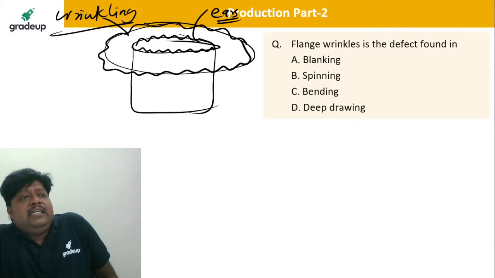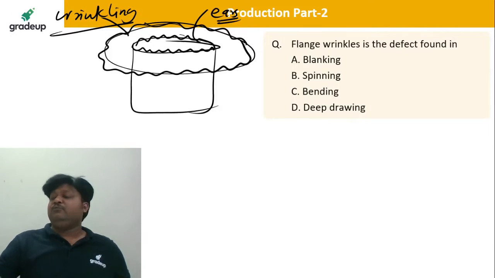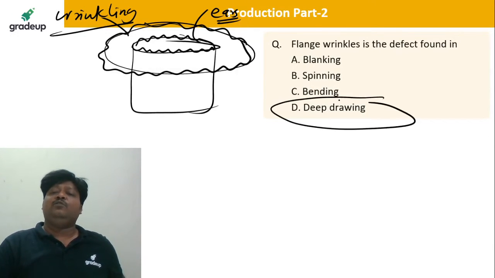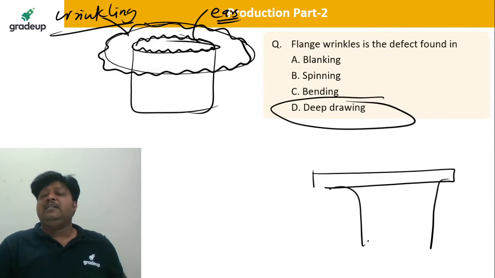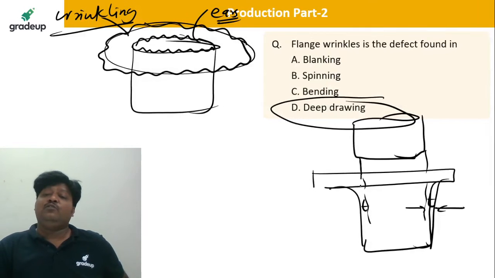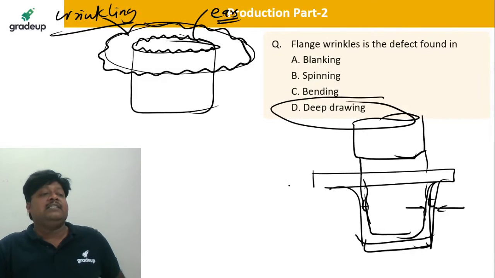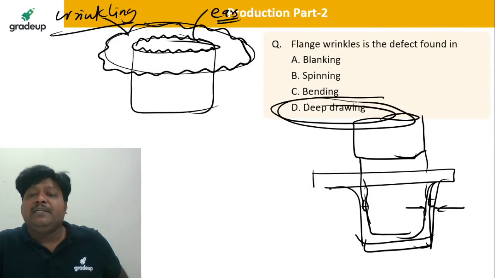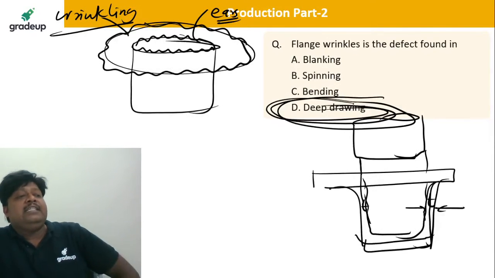Yes, any other is there? Deep drawing, yes. Where you are going to produce the cup? By using again punch and die combination. This is your blank, and this is your punch. And what is the speciality here? The clearance is nothing but equal to the thickness. You are not going to cut the material, you are going to deform the material into the die to produce the required size of the cup, that is height and diameter. So deep drawing is the correct answer.